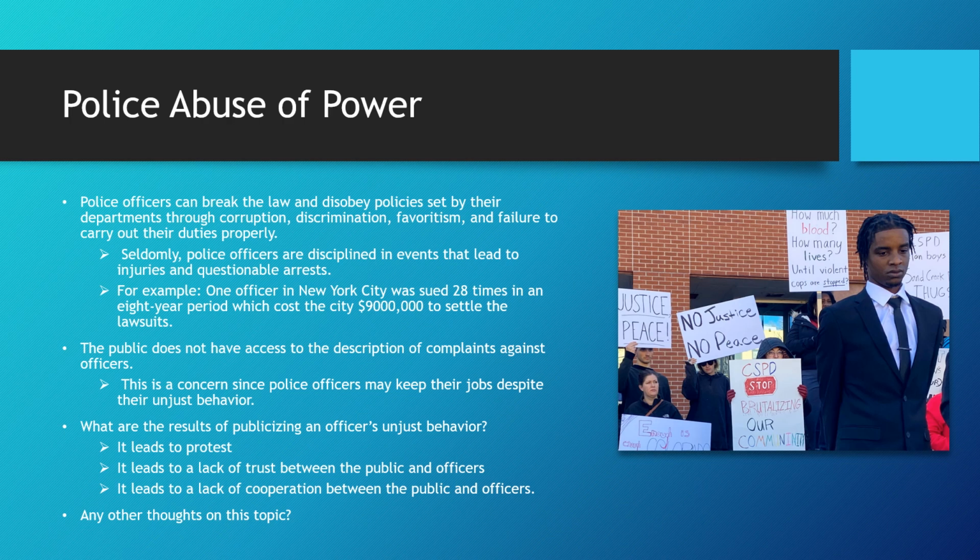The main argument is that it leads to accountability of officers. However, some other consequences that may not be considered are that it leads to protests, it leads to a lack of trust between the public and officers, and it leads to a lack of cooperation between the public and officers.